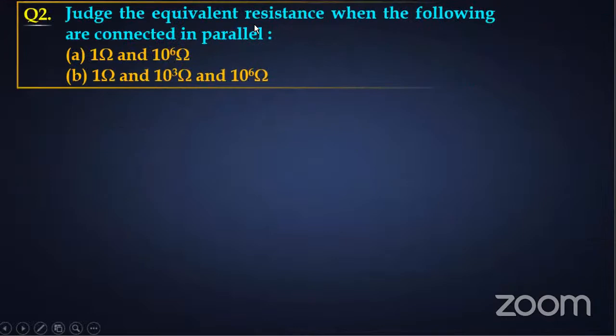Now, find the equivalent resistance when the following are connected in parallel. I think I have already told you almost the same in both cases. 1 ohm and 10 power 6 ohms are connected in parallel.